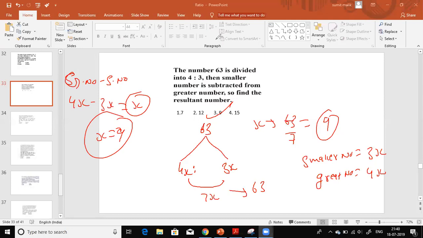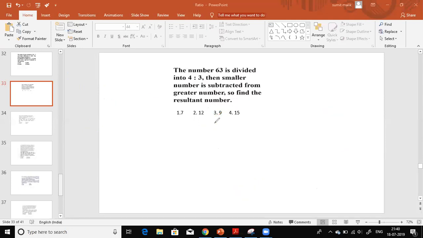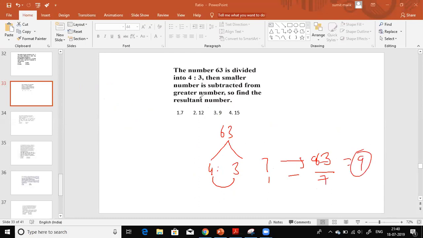Or you can do directly 63 divided by 7. So total how many parts? 7 parts. 7 parts will represent 63, then 1 part will represent 9. And the smaller part is subtracted from the greater part. This is my greater part, 4. This is my smaller part, 3. So if I am subtracting, what will I get? 1. So 1 part is equal to 9. 9 will be your answer.